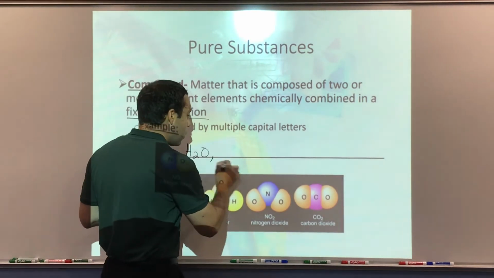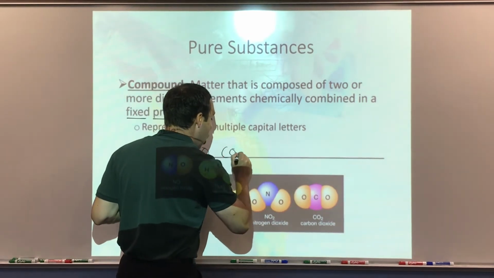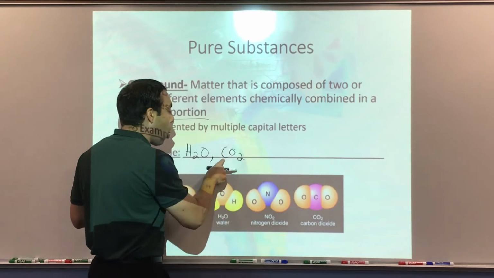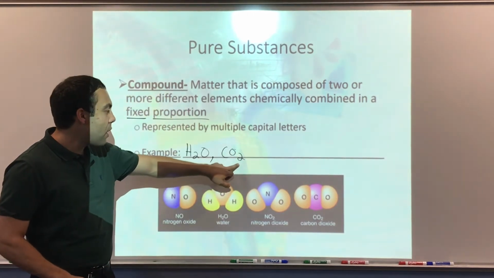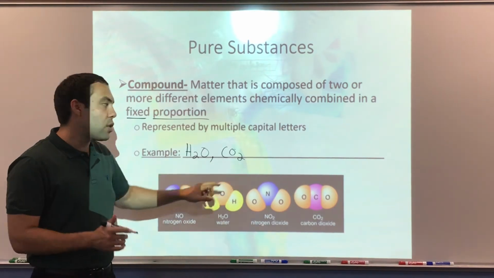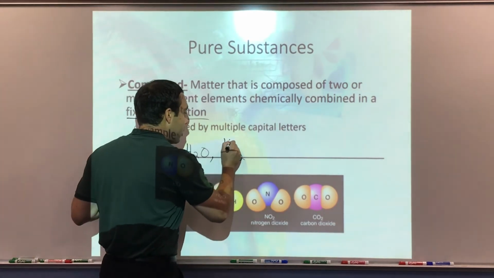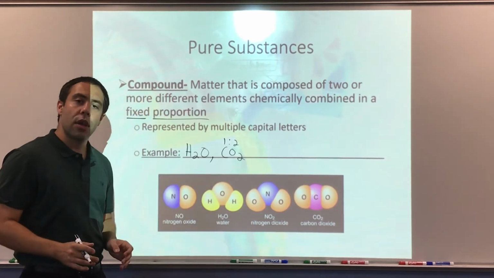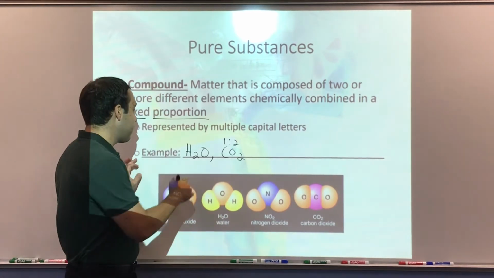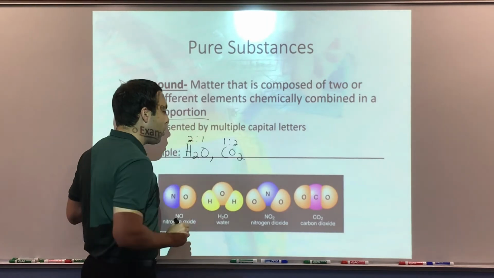We have also down here carbon dioxide, CO2. Carbon and oxygen, we have two capital letters, capital C, capital O. We have two oxygens, and that's the ratio. We have a 1-to-2 ratio in this case. For every one carbon, there are two oxygens. Here, like we said, it's a 2-to-1 ratio.